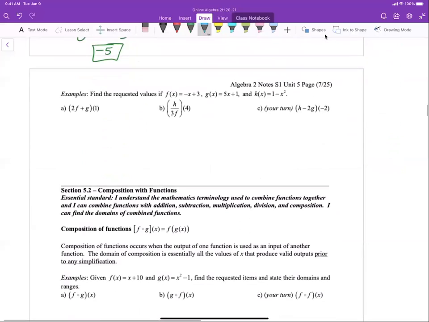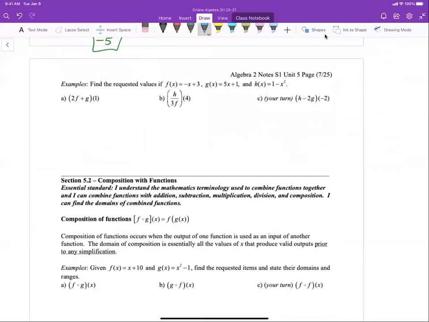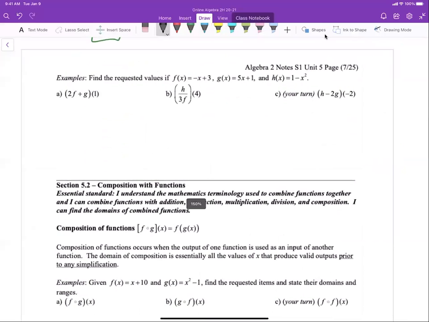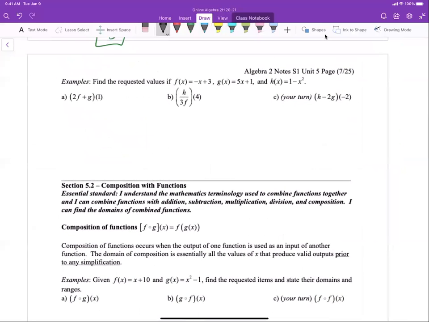Okay, 3 more to go. Find the requested values if f of x is defined as given and g of x is also defined as given and h of x is defined as given. All right, so this problem A, I just want to focus on that carefully because it could be confusing. So let's focus on A for just a minute.